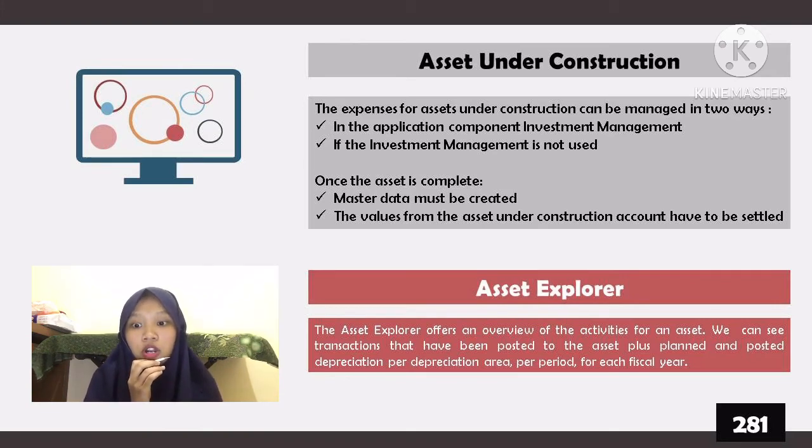Okay, so now we are moving to the Assets Explorer. The Assets Explorer offers an overview of the activities for an asset. Here we can see the transactions that have been posted to the assets plus plan and posted depreciation per area, per period, or for each fiscal year. Then we can see the details of accounting transaction. And also we can conveniently switch to view another asset without leaving the screen.